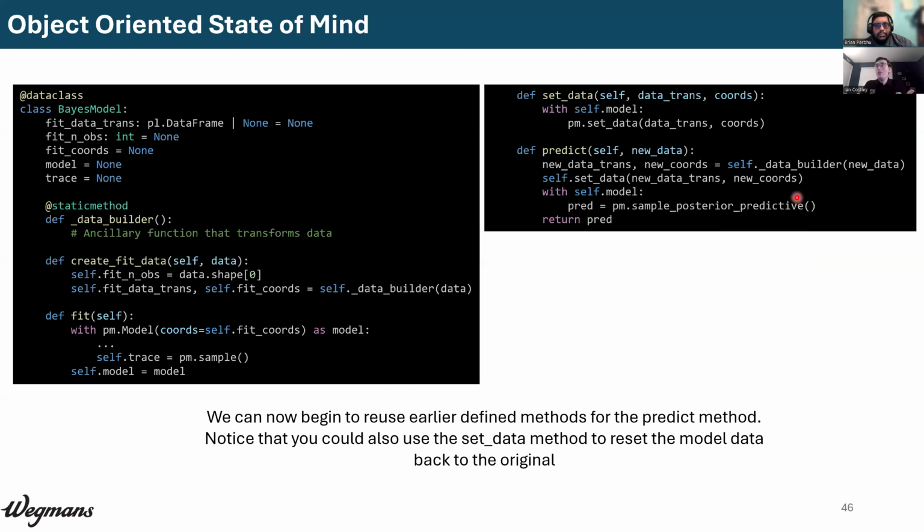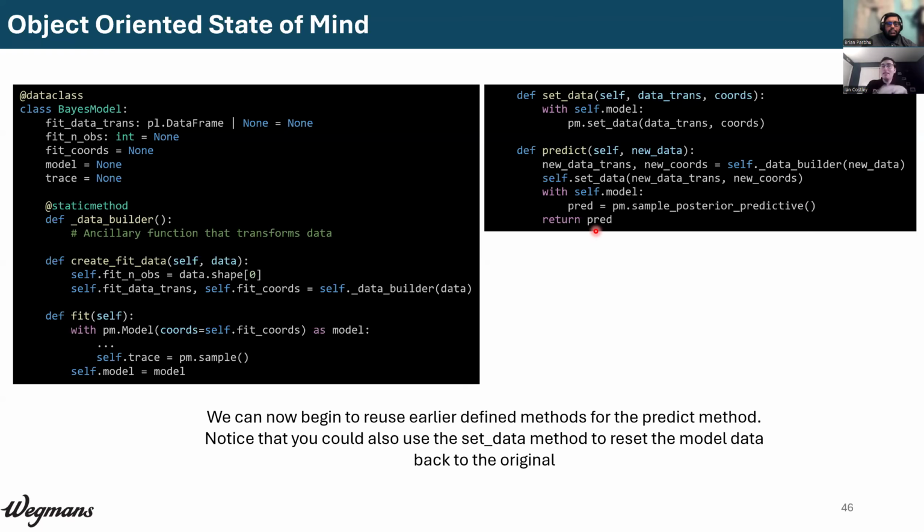And look at all the elves that are working behind the scenes for our predict method. So we're going to build our data. We're going to set the data, right? We're recalling that method we just used. And now I get to use my sample posterior predictive and I return a pred object. An end user would never see all this gobbledygook behind the scenes, right? They could just work with this nice little API that you've built for them, and that's really going to lend itself to the next part of this in a second.